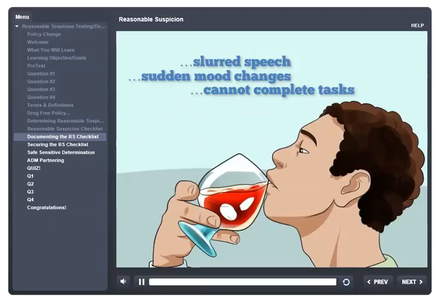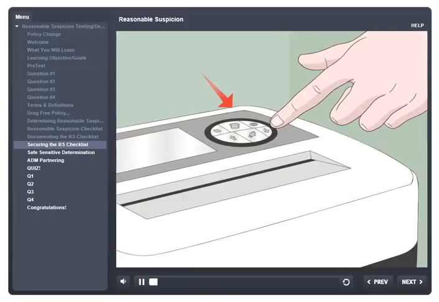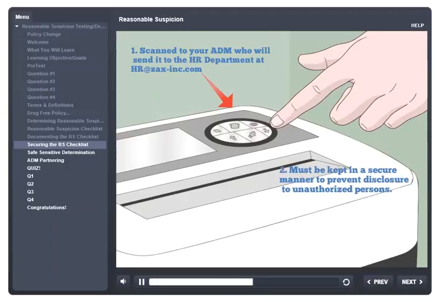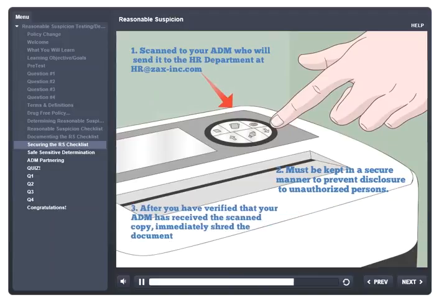Reasonable Suspicion Checklist. A copy of the completed Reasonable Suspicion Checklist should be scanned to your ADM, who will send it to the HR department at hr@zax-inc.com. All reasonable suspicion checklists regarding an individual team member must be kept in a secure manner to prevent disclosure to unauthorized persons. After you have verified that your ADM has received the scanned copy, immediately shred the document.